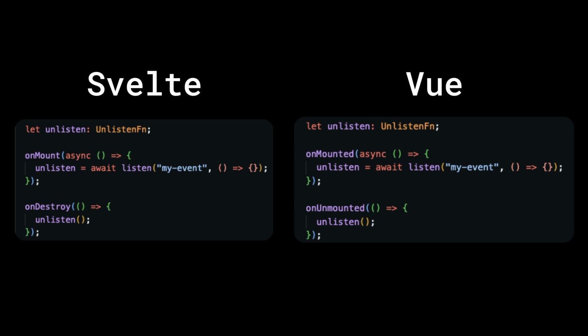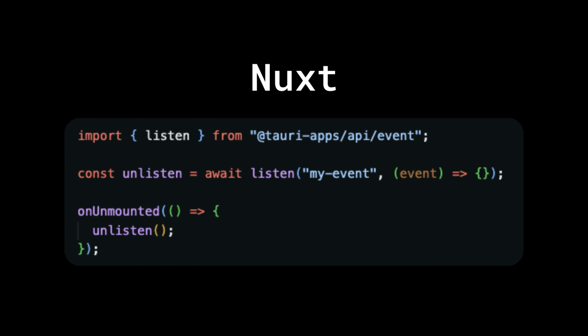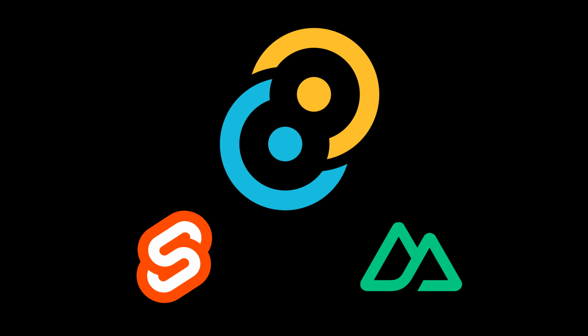Let's look at the Svelte and Vue version. They look pretty much exactly the same and much more elegant. In Nuxt, it can be even simpler as Nuxt supports top-level await. I have encountered much more problems with React and Next, so I always use SvelteKit or Nuxt when building a Tauri app.